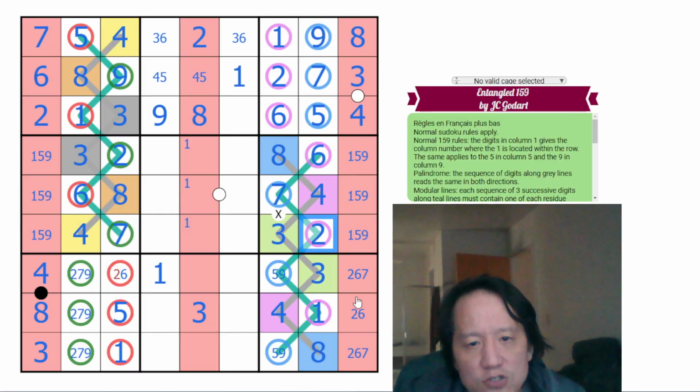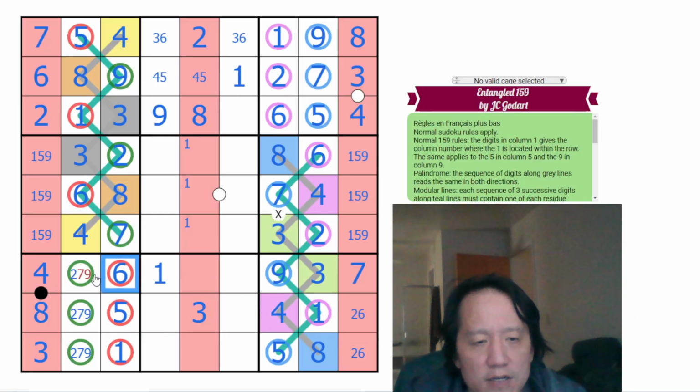This is 6, this is 2. This 6 means this is 9, this is 5. So this becomes 7. This cannot be 7. This has to be a 6 then, because of Sudoku. This is a 2 because of Sudoku. These can't be 2.